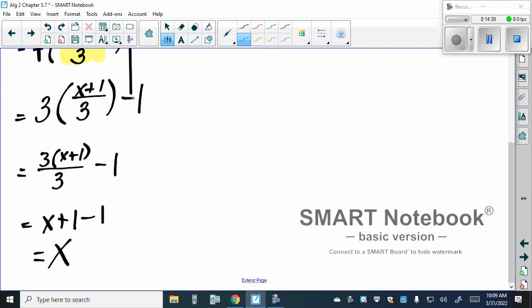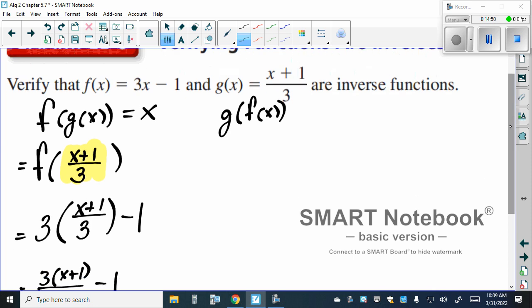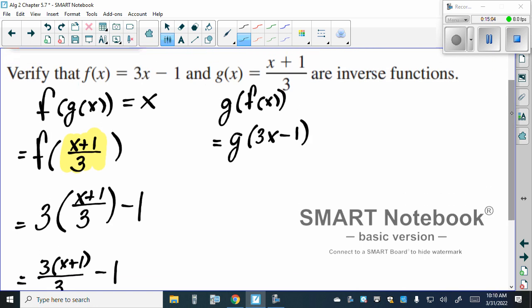This here is equal to x. Now we're going to look at g of f of x. We're going to go the other way. Well, we know what f of x is. f of x is our 3x minus 1, yes? And again, we're plugging 3x minus 1 in for x in g of x, which would give us (3x minus 1 plus 1) divided by 3.